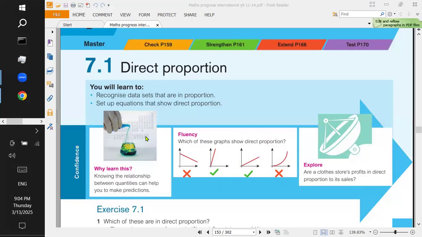Now, the meaning of direct proportion, it means two values that increase together and decrease together. So let's say a value on the y-axis here and one on the x-axis. So these values, when the x-axis value increases, the one on the y-axis will increase with it. That's the meaning of direct proportion. So let's take a look at some questions here.